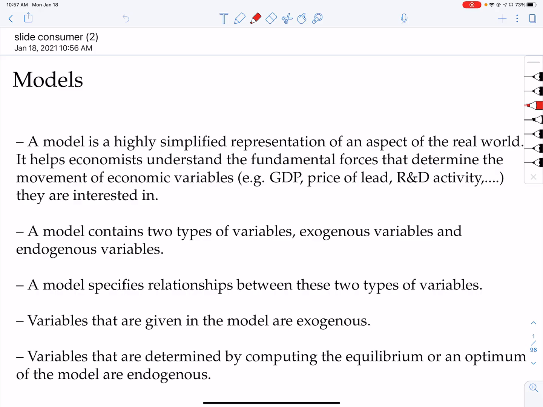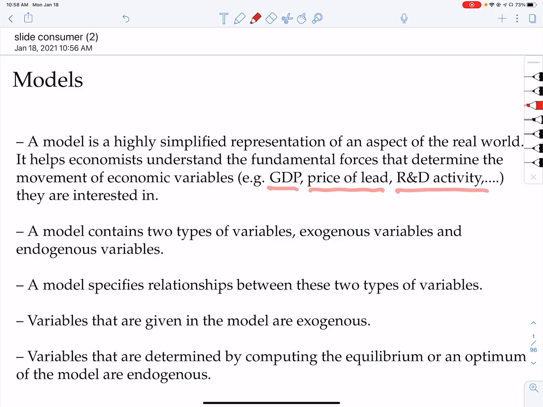But one thing that's sure is that it's much simpler than the real world. A model is a highly simplified representation of an aspect of the real world, right? So it helps economists to understand the fundamental forces that determine the movement of economic variables, like GDP, price of lead, or R&D activities, and so on.